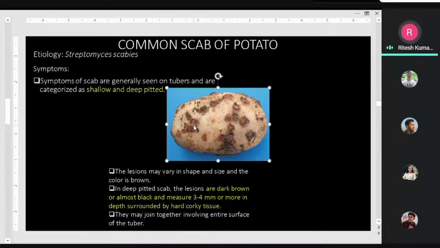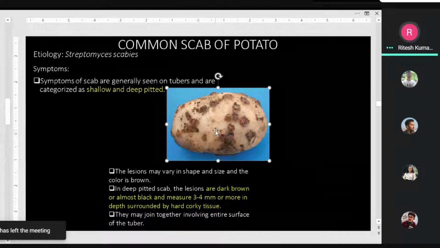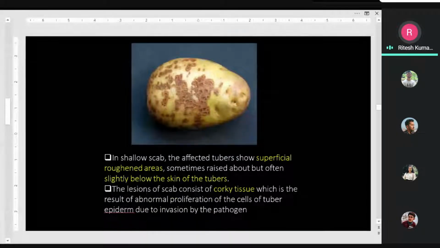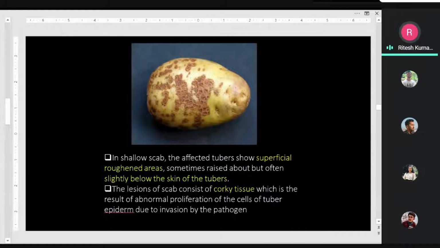So in this case, this is deep pitted scab. In this case, the lesions are more sunken, or depressed. They are also dark brown. The area surrounding the pitted region, the pit, is surrounded by hard corky tissues, and they are seen all across the tubers. In some cases, they are just shallow scabs, so no kind of pitting is seen. They are just superficial roughened areas or crust-like areas. This is actually a rosette kind of symptom.